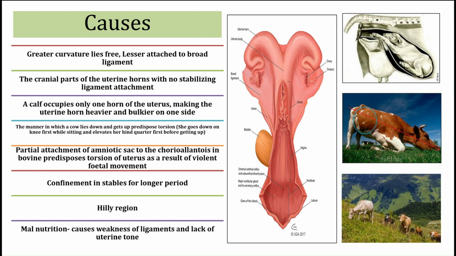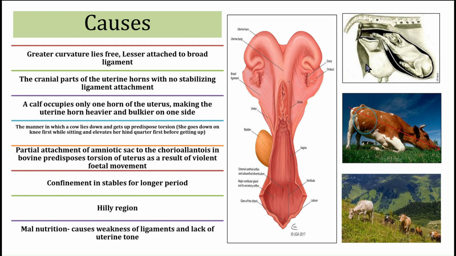The first two causes lie in the anatomical arrangement of the uterus and other structures inside the body of bovines. In bovine, the greater curvature of the uterus is free. It is not attached to the broad ligament, while the lesser curvature of the uterus is attached to the broad ligament. So it makes a freely movable part in the abdominal cavity. The second thing is that the cranial part of the uterine horn is also not attached to any ligament. So these two are the destabilizing factors at the late gestation of the animal.